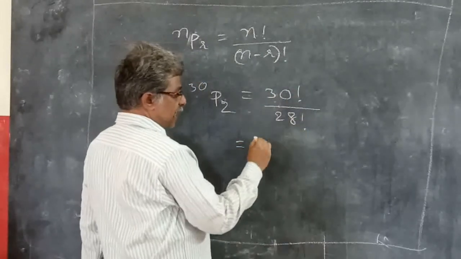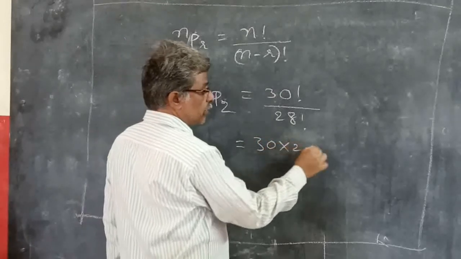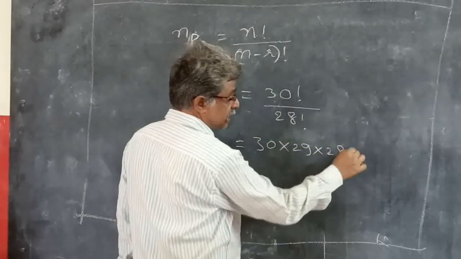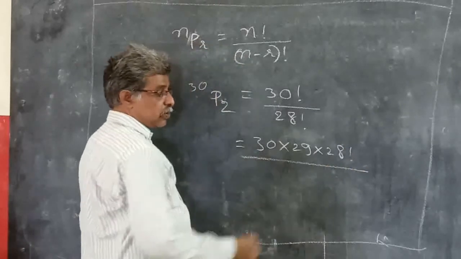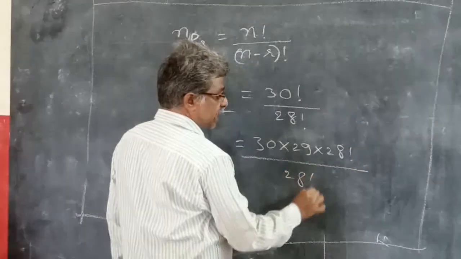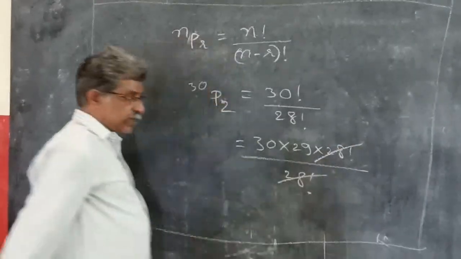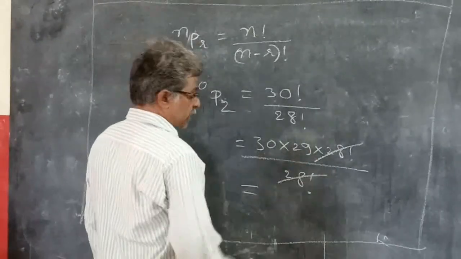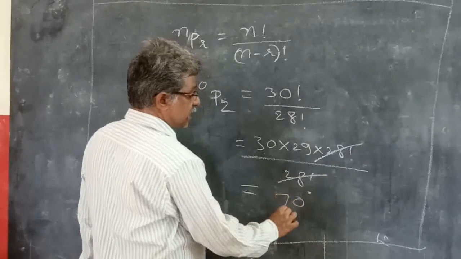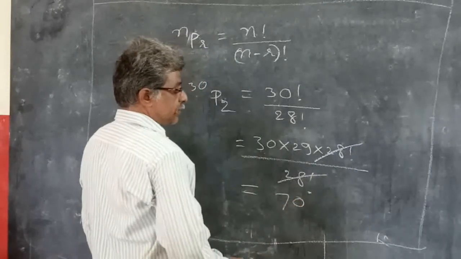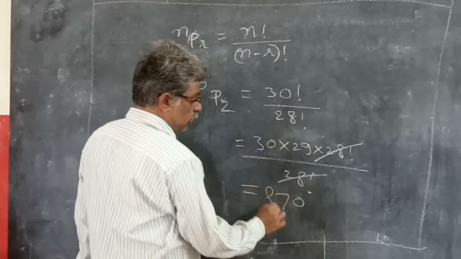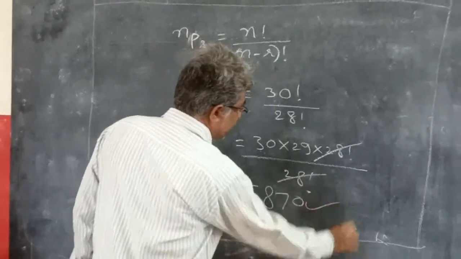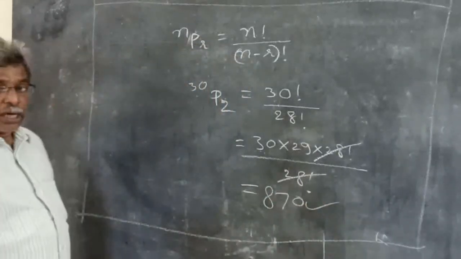What is 30 factorial? It is 30 into 29 into and so on till 1. I can write it as 30 into 29 into 28 factorial, and I can stop here. Cancelling 28 factorial with 28 factorial, it becomes 30 into 29, which is 870. So 870 cards will be distributed overall.